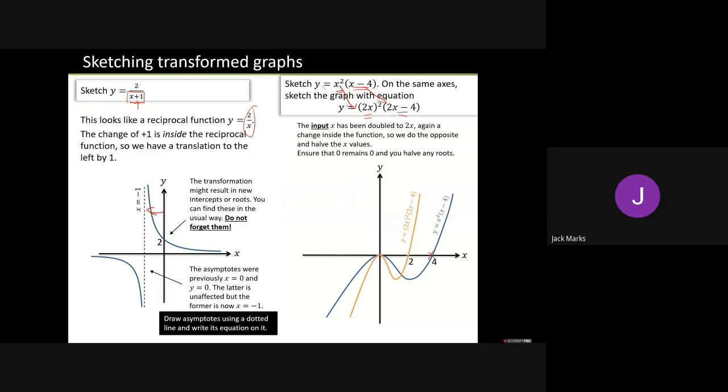If something was 4 away, it becomes 2 away. If it was 6 away, it becomes 3 away, and so on and so on. Things get closer to the origin.